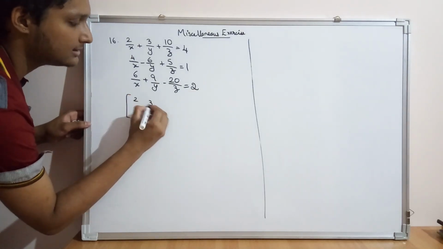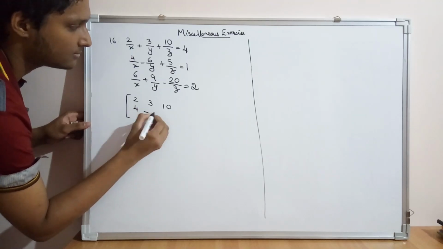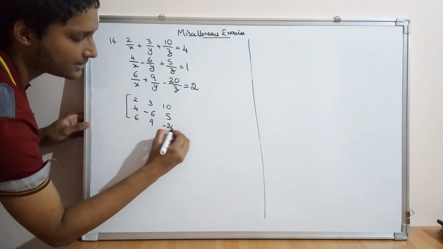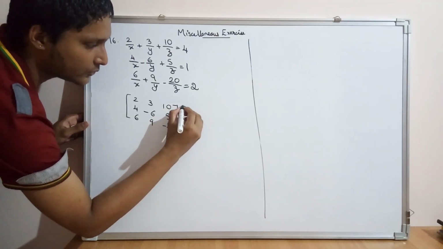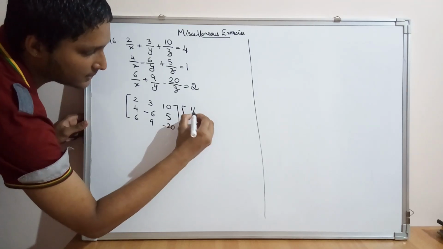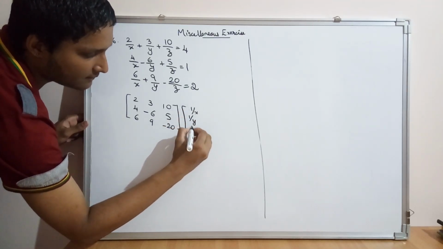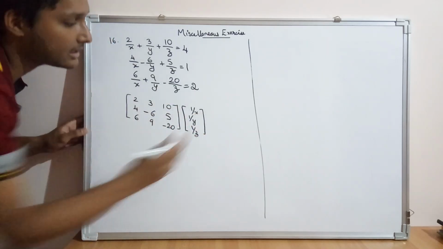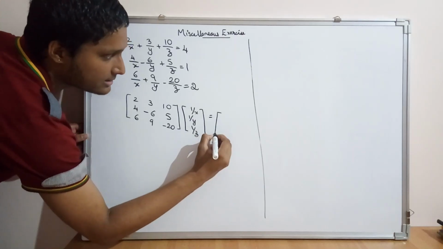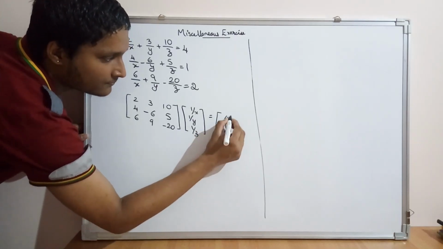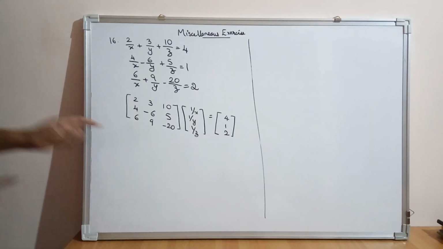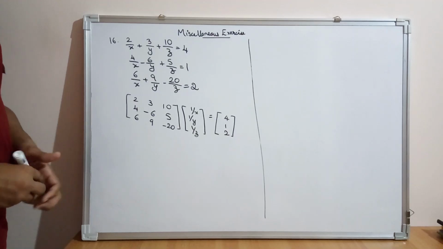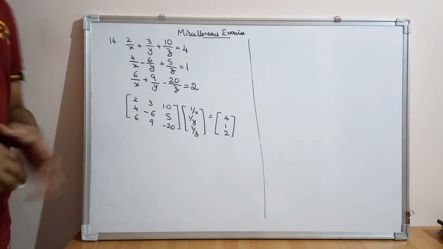That is 2, 3, 10, 4, minus 6, 5, 6, 9, minus 20, into the unknown matrix 1 by x, 1 by y and 1 by z. This is very important. You write 1 by x, 1 by y and 1 by z, and the constant matrix is 4, 1, 2. Okay, so we have AX equal to B. This was the format we used in the previous class. We learned how we had to solve and all.